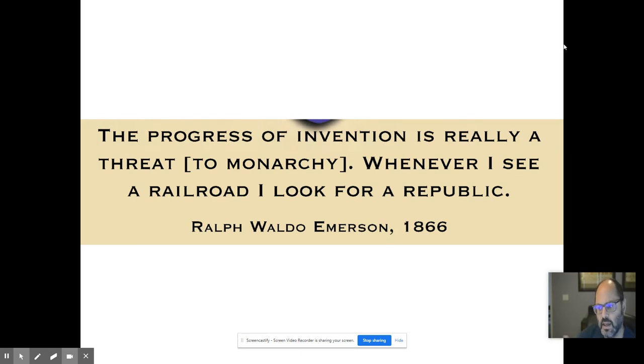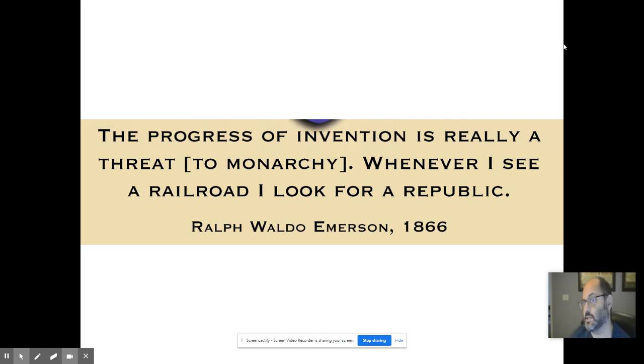This is a quote from Ralph Waldo Emerson, and it says, "The progress of invention is really a threat to monarchy. Whenever I see a railroad, I look for a republic." So think about, what exactly does that mean? I think what Emerson is trying to say is that invention leads to the destruction of autocratic regimes, whether they be monarchies or dictatorships, and that when you come up with new business ideas or new innovations, it usually shows you that there is freedom. And one of the things you could look at is economic freedom, leading to democratic freedom, kind of being interlinked with one another.